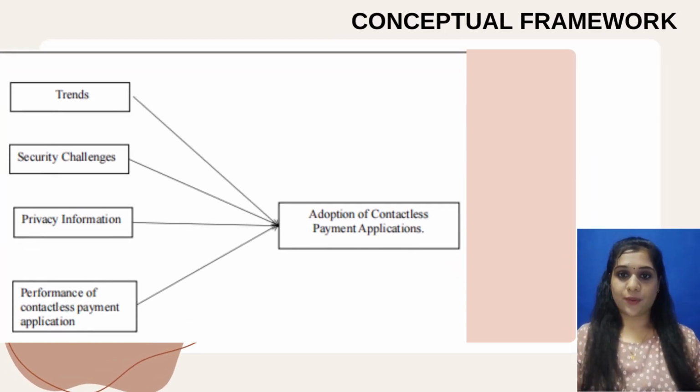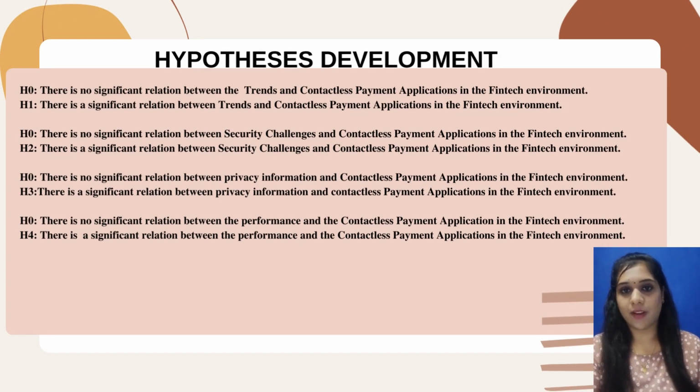From the reference of the theories, the researcher proposed a conceptual framework which shows 4 independent variables affect 1 dependent variable. According to the slide, the trend, security challenges, privacy information, and performance of contactless payment application affect the adoption of contactless payment application. Next will be the hypothesis development. Here are the hypotheses that have been developed by the researcher in this study.